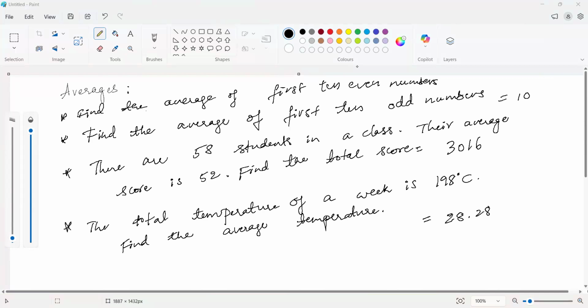You can take the first two decimal places. 28.28 should be sufficient. So always double check once you have done the calculation. Before you write the answer, double check with the calculation what you have done. That will help you maintain accuracy in the marking.